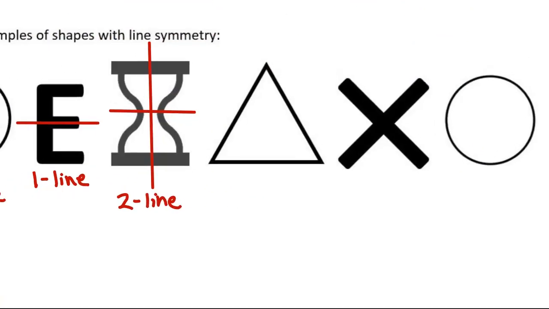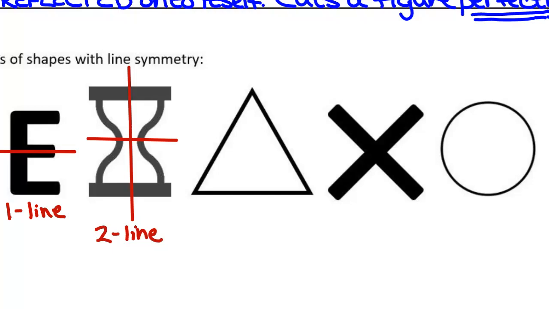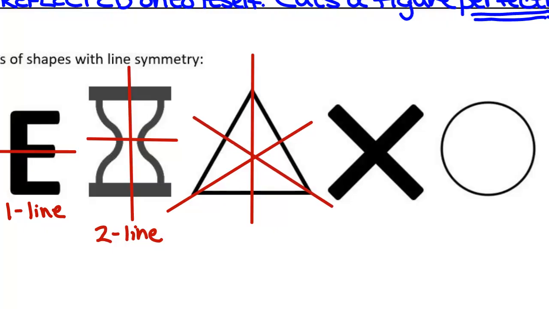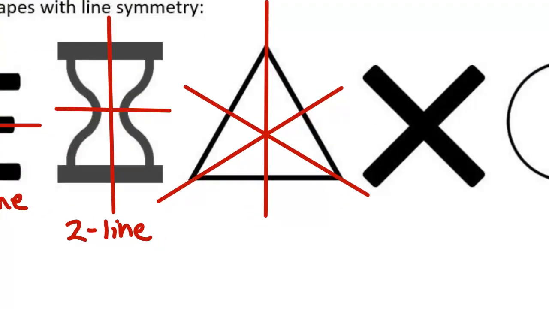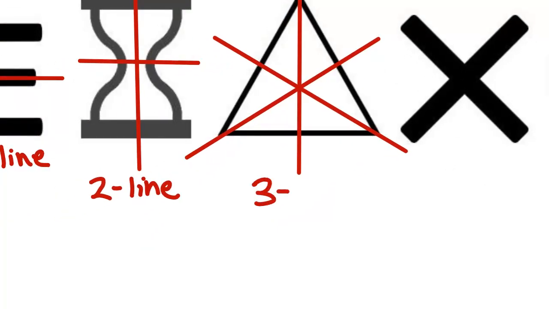What about my triangle here? Do we have any lines of symmetry on the triangle? I can do vertical. Can I go horizontal? Can I do any other lines that would still cut it in half, even if it's not vertical or horizontal? Slanted, yeah. I can go through this corner and the halfway point over here. That would also cut it in half. Anything else? Yeah, I can go the other way. So how many lines of symmetry does my triangle have? 3 line symmetry.